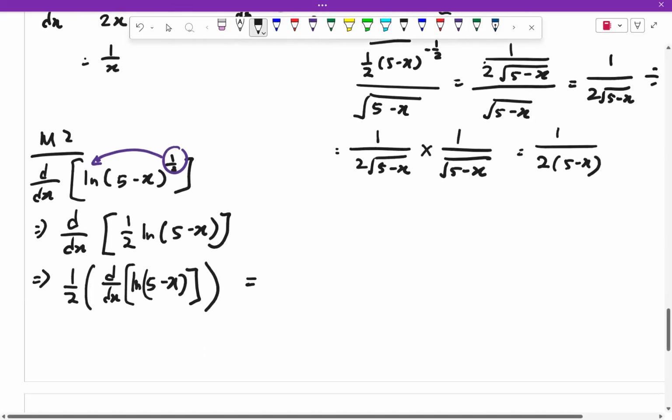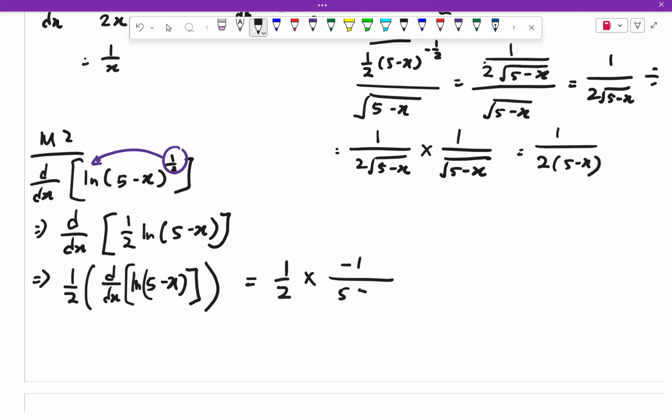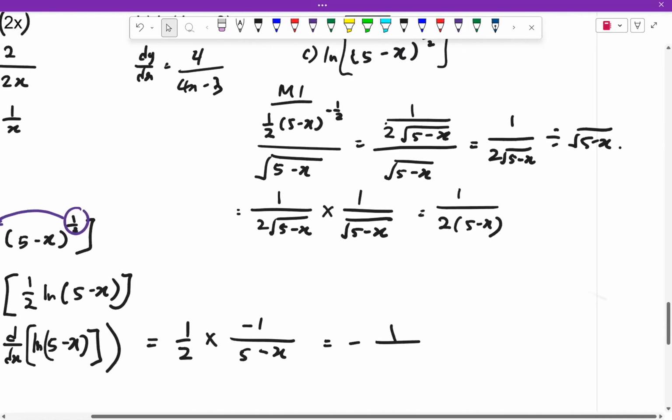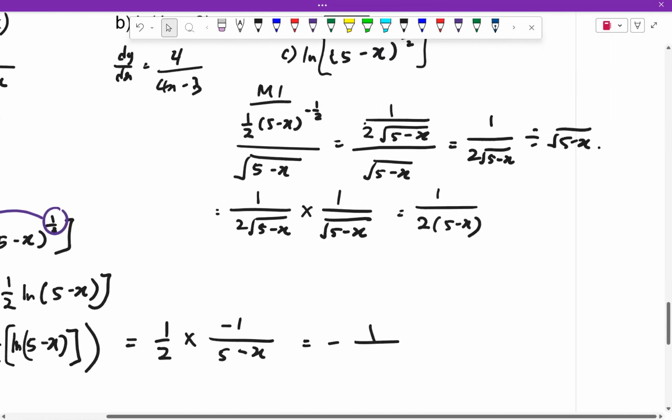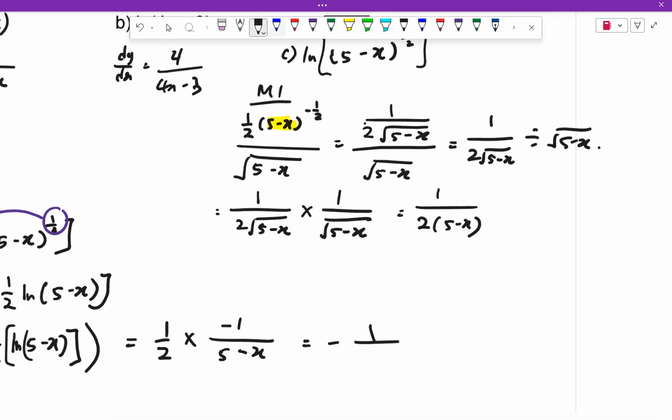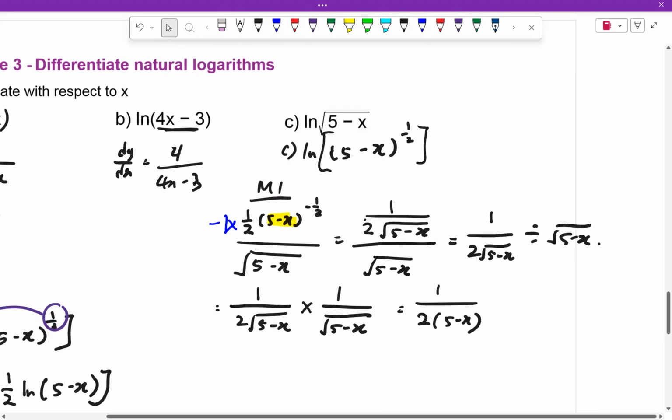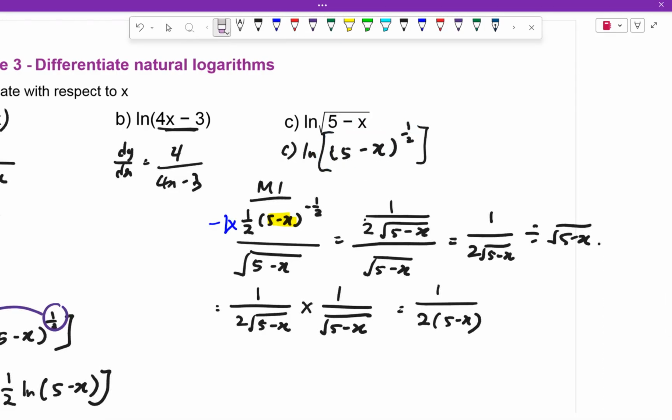So we just focus on the inner part without the power, so it becomes 1 over 2. Then the differentiation of the inside becomes negative 1 over 5 minus x, which is the same as negative. Oh, did I miss out a negative there? Yeah, I missed out a negative. Because here I need to differentiate one more time the inside, which is what I missed out. So not only do you need to differentiate this whole thing, you also need to multiply by the differentiation of the inside. It's a chain rule times a chain rule.